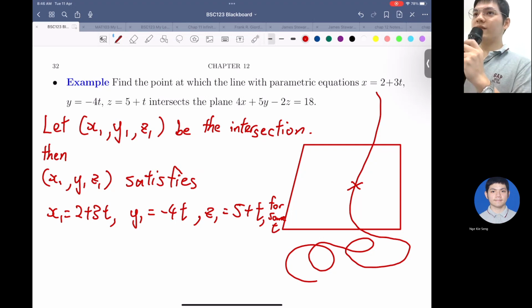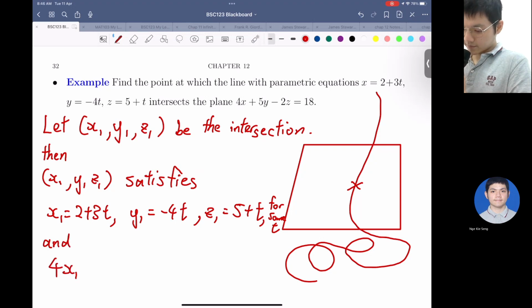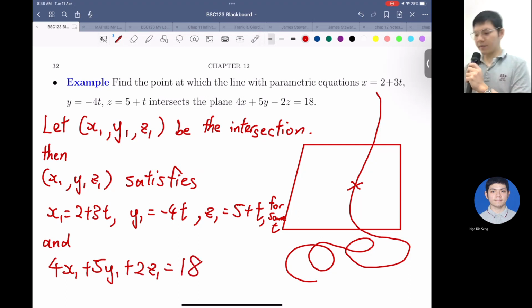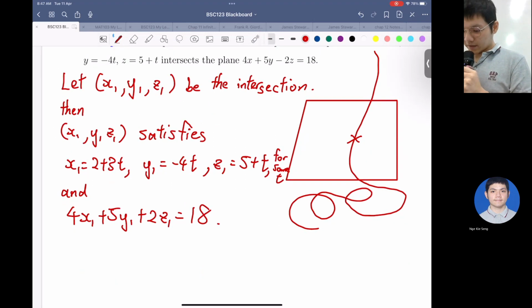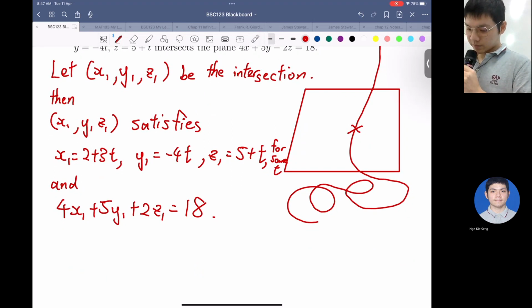For some t means at some time it is the point, and then it also satisfies the plane equation x1 plus 5y1 plus 2z1 equals 18. Right? So it satisfies these two conditions because it is on the line and also on the plane. So what do you do? You just substitute your x1, y1, z1 from the line into the plane, and see when it satisfies this equation.